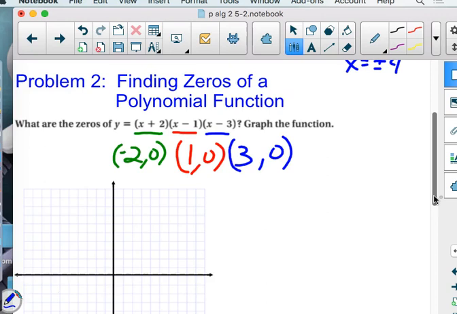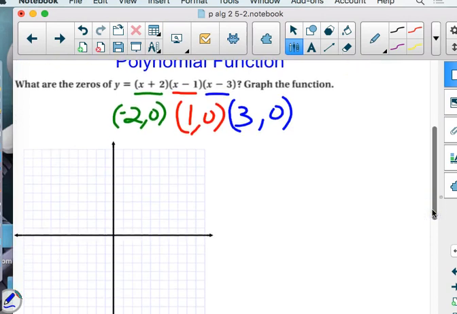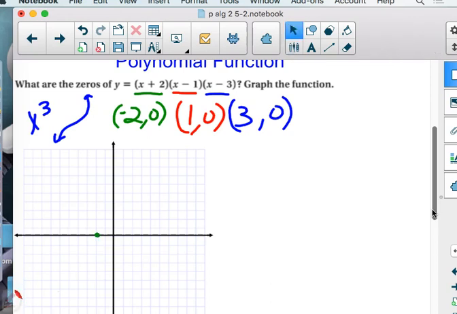I want to do as much as possible without that graphing calculator. So I look at what would the degree of this thing be? Well, if we multiplied all this together, x times x times x would make this x to the 3rd. There are no negatives in front of any of the x's. So that means it would look like this for end behavior. Now I'm going to use that because I know this is supposed to cross the x-axis at negative 2, 0, 1, 0, and 3, 0.